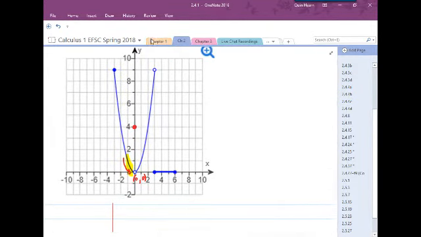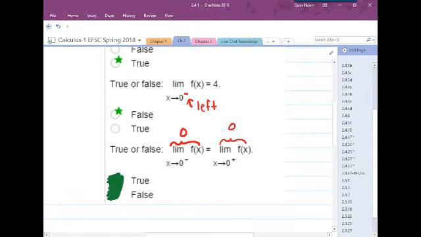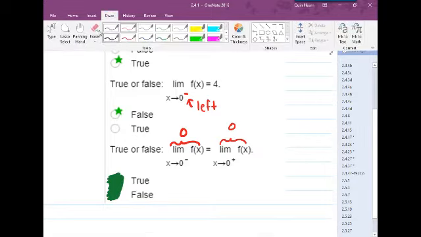So on the right-hand side, I'm going to highlight it in green instead of yellow. We're talking about this side of the graph. And if you imagine following along with your finger along the graph in this little green area going towards the x value 0, then we're going to end up at that open dot again, right? Which has a y value of 0. So that means that the limit from the right is also 0. So 0 does equal 0, so that's true.